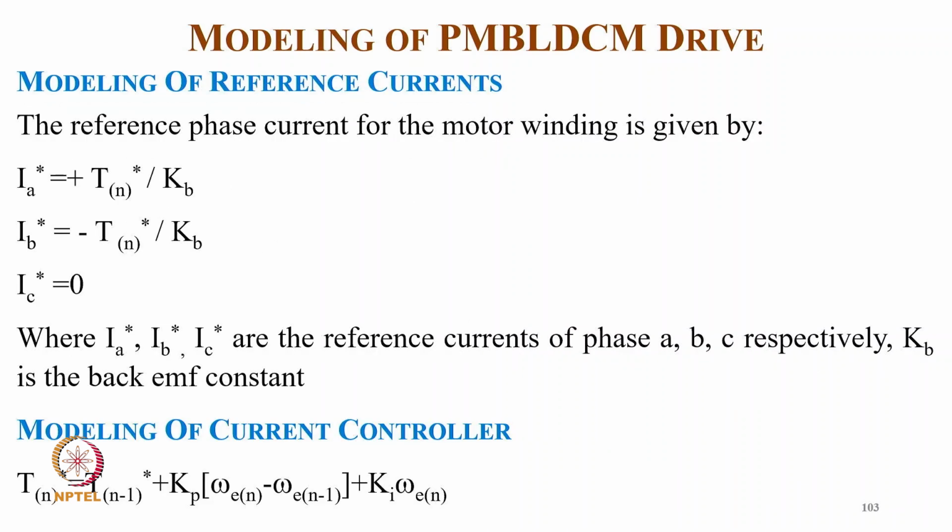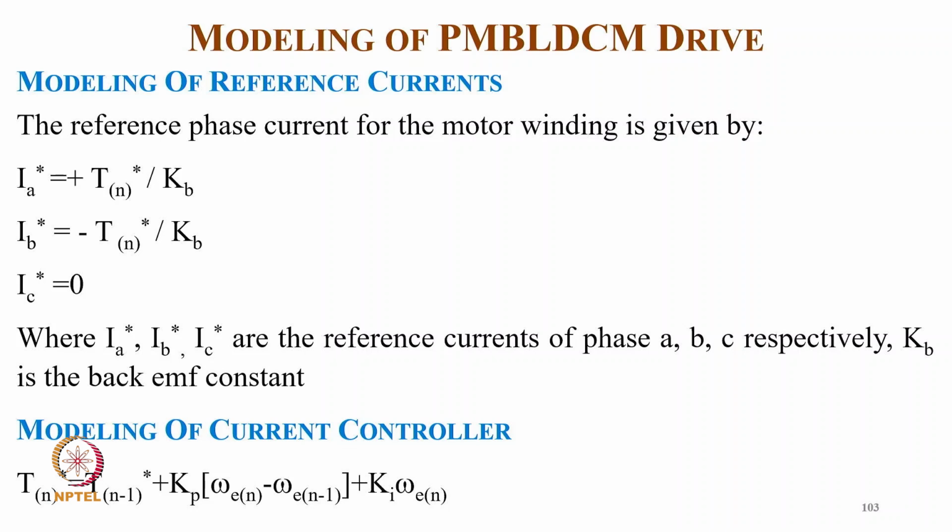And then once we get the reference torque from the speed controller, we get the three-phase reference currents: Ia* equal to T* divided by Kb, Ib* equal to minus T* upon Kb, Ic* equal to 0, where Ia*, Ib*, Ic* are the three-phase reference currents for phases A, B, C respectively, and Kb is the back EMF constant.